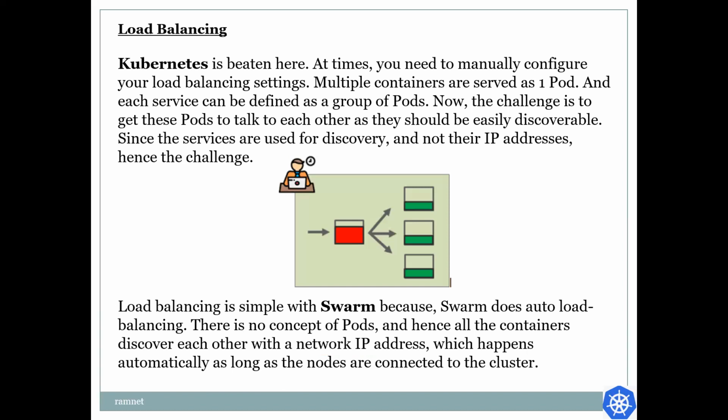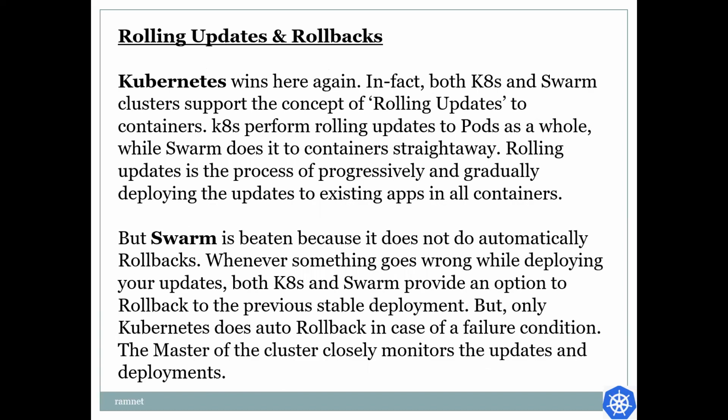This is just a comparison which you're seeing on this one. Rolling updates wins here again. In fact, both K8s and Swarm support the concept of rolling updates to the containers, performing the rolling updates to the pods as a whole, while Swarm does it to containers straight away. Rolling updates is a process of progressively and gradually deploying the updates to the existing apps in all containers.